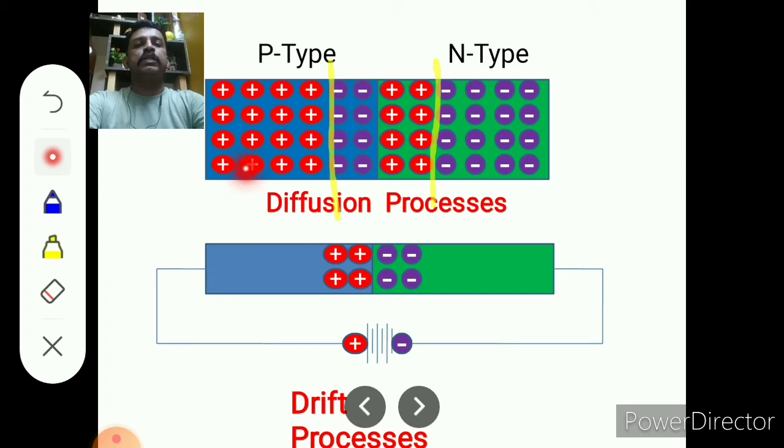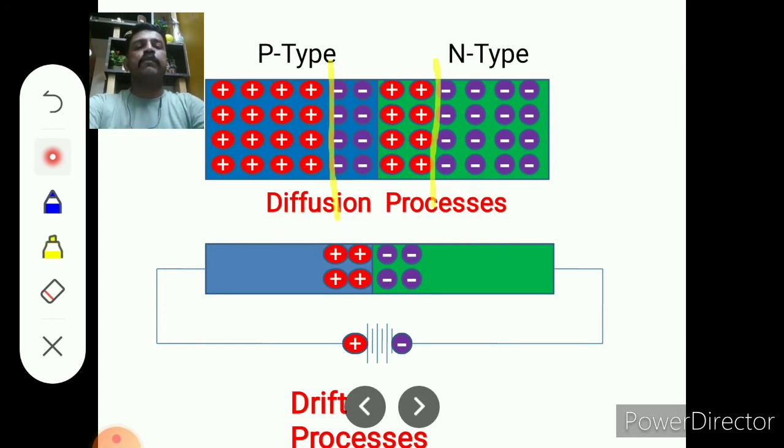This region has a higher concentration of holes, and they are moving into the n-type semiconductor. At the same time, these electrons, which have a higher concentration, are moving to the p-type semiconductor. So such a process, without any external force, the movement of charge carriers, whether electrons or holes, from n-type semiconductor to p-type semiconductor or from p-type to n-type, is known as the diffusion process.